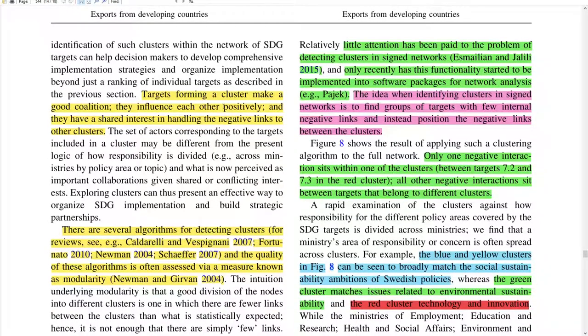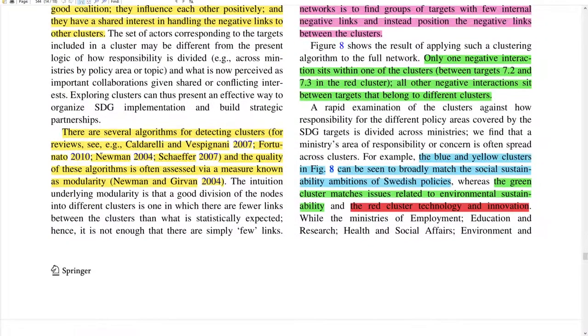Targets forming a cluster make a good coalition. They influence each other positively. They have a shared interest in handling the negative links to other clusters. There are several algorithms for detecting clusters. For reviews, you could see, for example, these papers mentioned here. And the quality of these algorithms is often assessed via a measure known as modularity.